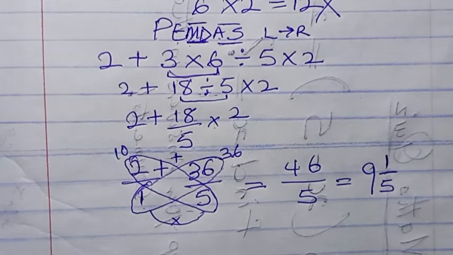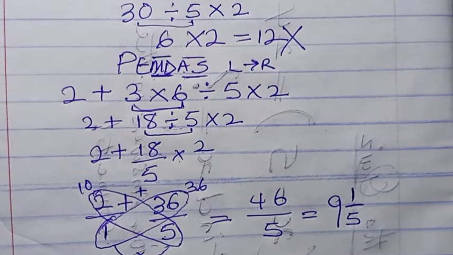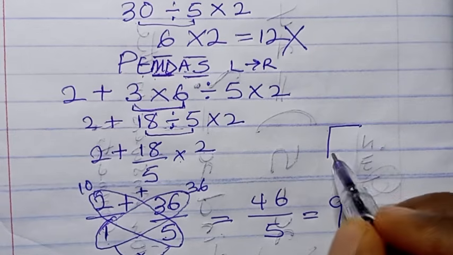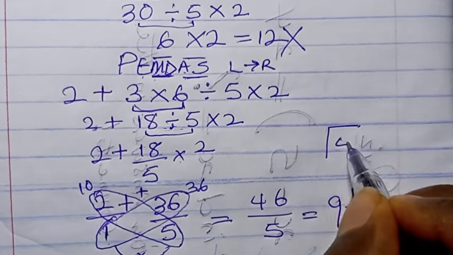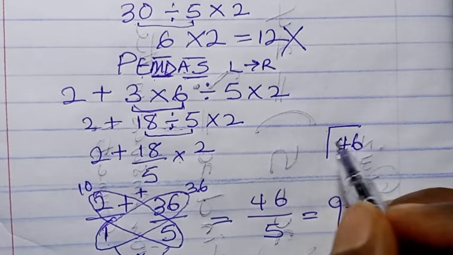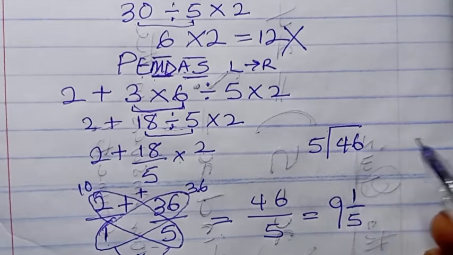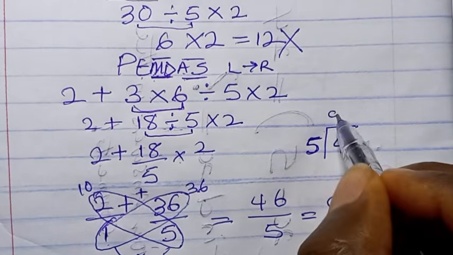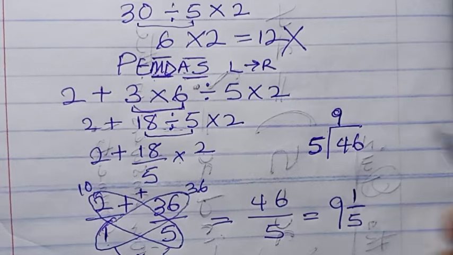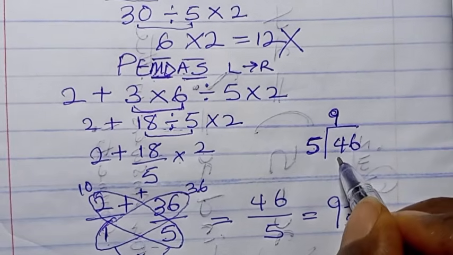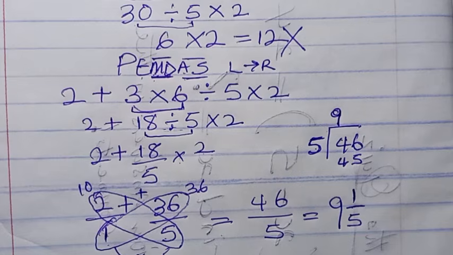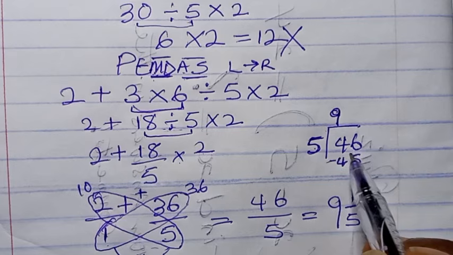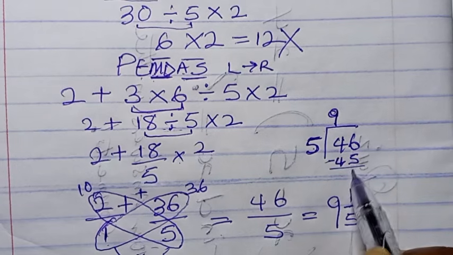Now, let's use our long division to check for the decimal answer. So we'll put our 46 inside here, 46, then bring down the dividing number. So 5 will go into 46 how many times? It is going to go 9 times. So 9 times 5 will give you 45. All right. Now we have to subtract. So if we subtract, this minus this will give us 1.